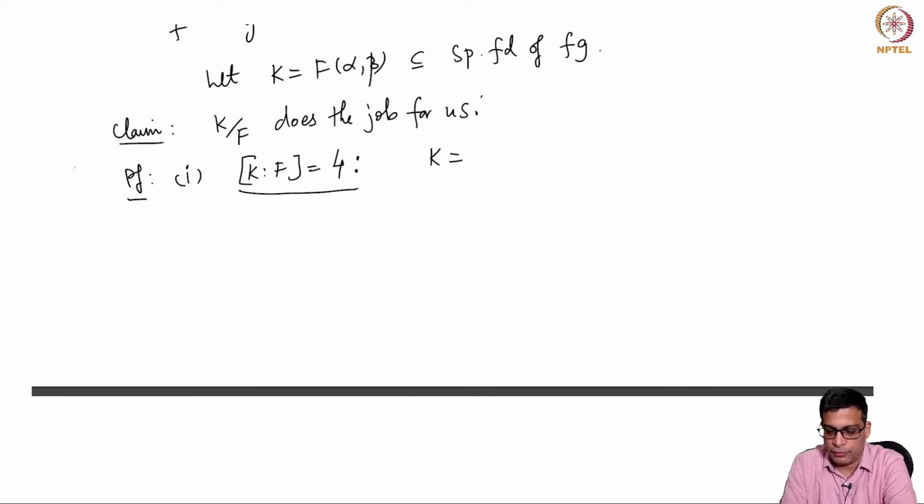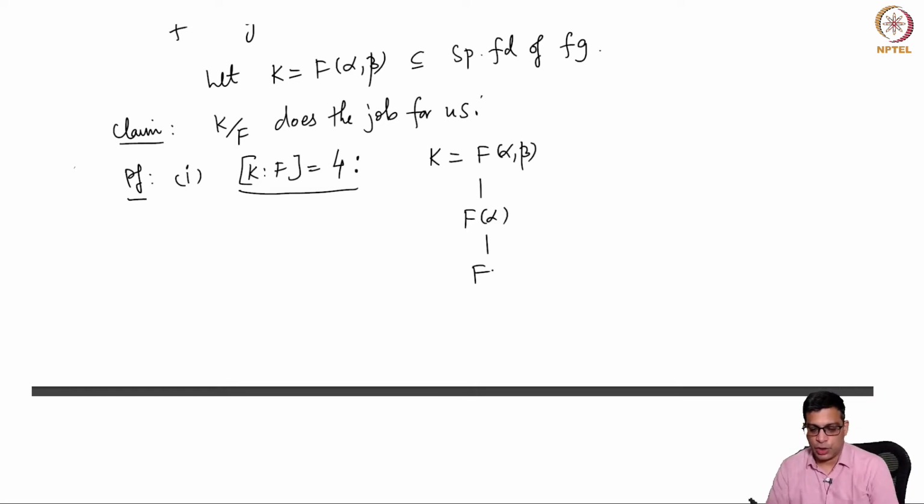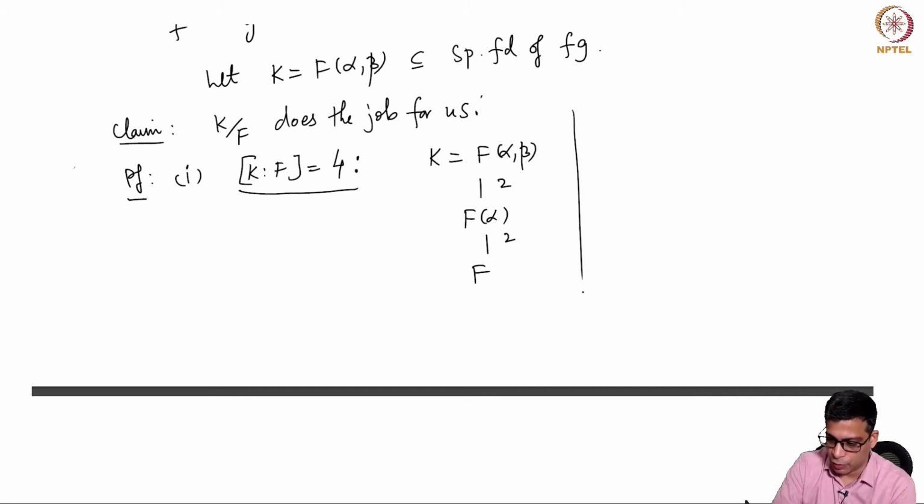Obviously we know that K is F(alpha, beta). The trick is to do F(alpha) and then F. If I show that both of them are 2, then I am done. So the proof is basically here. I am going to write this here.